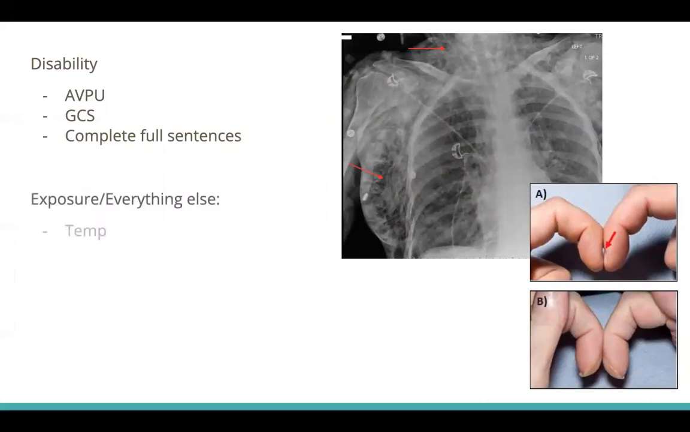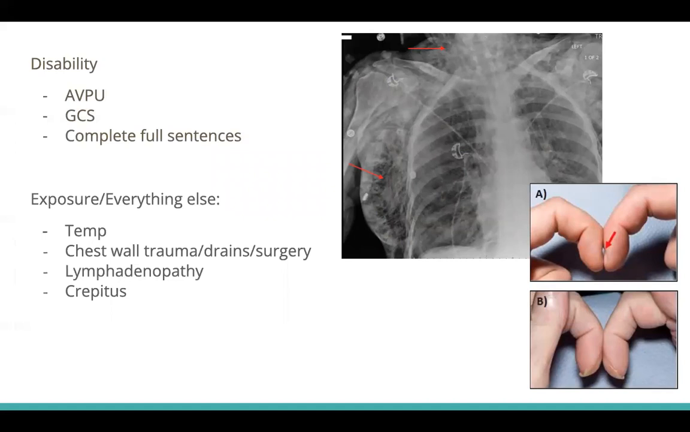Exposure and everything else. Expose the chest wall and make sure that you're looking for evidence of trauma, of drains, check the previous scars from surgery. Then look for lymphadenopathy. If it's present, particularly within the neck or in the axilla, you might worry about primary or hematological malignancies.